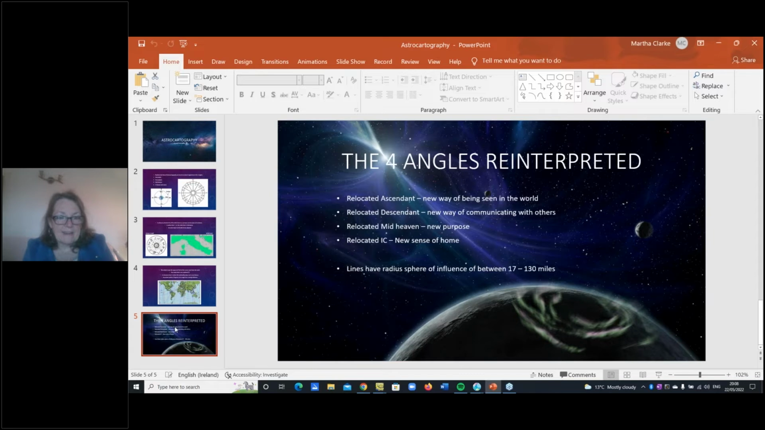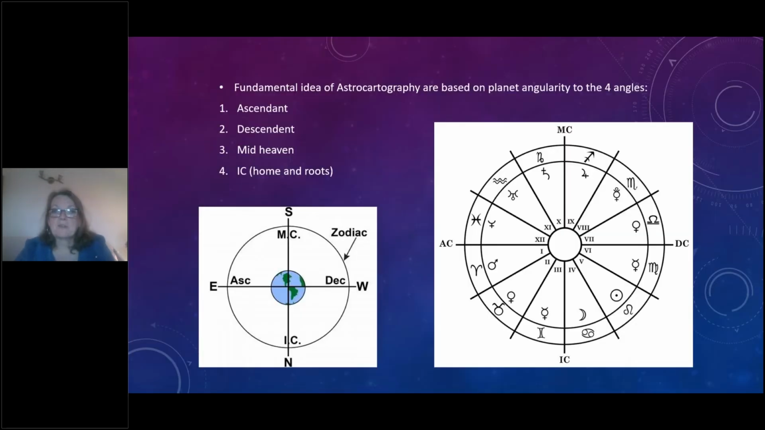Now, the planetary lines in astrocartography have a radius of between 17 and 130 miles. The fundamental idea of astrocartography is based on planet angularity to the 4 angles. So you've got the ascendant here, which is your role in life. It's how you show up in the world and how you're seen. It's like your default operating system. Your descendant over here is like others that you bring into your life, very often representing your shadow self, that teach you things about yourself you're not necessarily aware that you need to know. Your midheaven is the highest point of aspiration in your chart. It's your highest calling. It's the legacy you want to leave to the world.